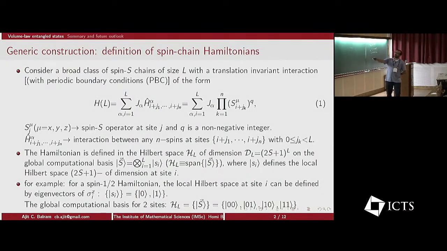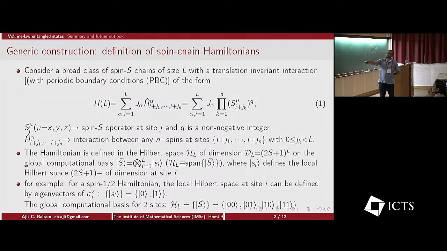So let's say you consider a broad class of spin S chains of size L. This doesn't even have to be spin half. It can be any spin S chain. And there is translation invariance and periodic boundary conditions. What I do is I write the Hamiltonian as a sum over some coupling constant times on-site terms. Each of these on-site terms describes an interaction between n spins. This interaction takes this particular form where you take a spin at some site i and take it to some power q. Okay, and I define this Hamiltonian in the usual computational basis, which is of size 2S plus 1 locally.